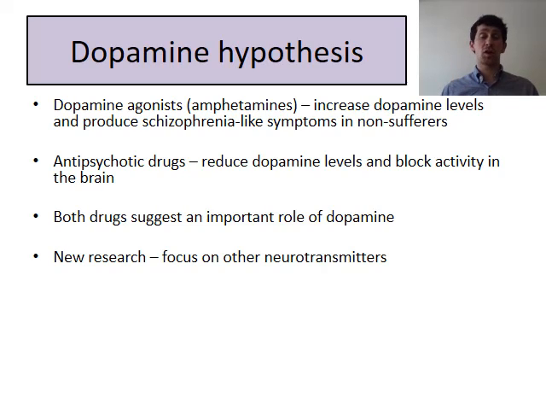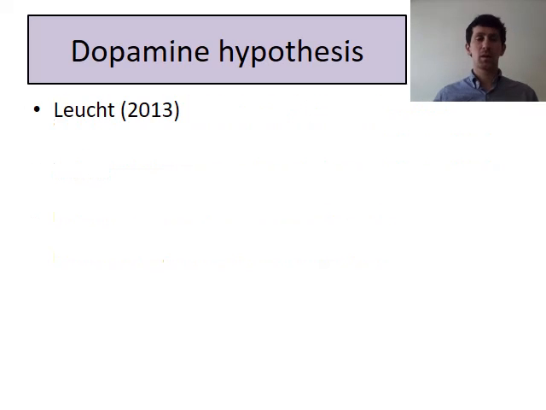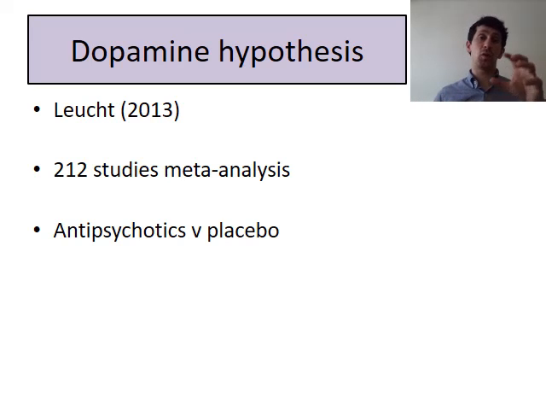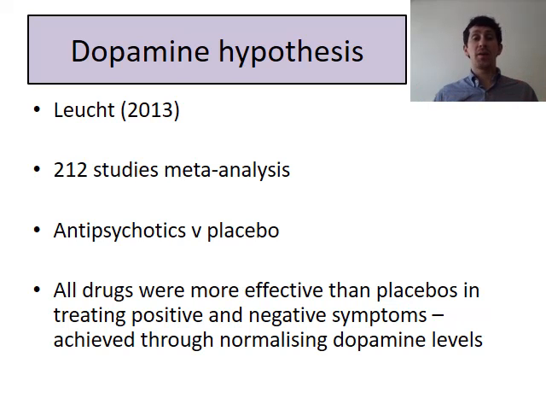New research has started to look at even more neurotransmitters. We're now looking at serotonin and glutamate, to try and see the effect of these neurotransmitters on schizophrenia as well. A study in 2013 looked at 212 studies in a meta-analysis, comparing the effectiveness of antipsychotics compared to placebos. All the antipsychotics that were used were far more effective than the placebos for both negative and positive symptoms, because they all helped normalize the dopamine levels in the brain. Like we've already learned, the antipsychotics reduce dopamine levels. So clearly, again, this shows the important role that dopamine plays in the development of this disorder.